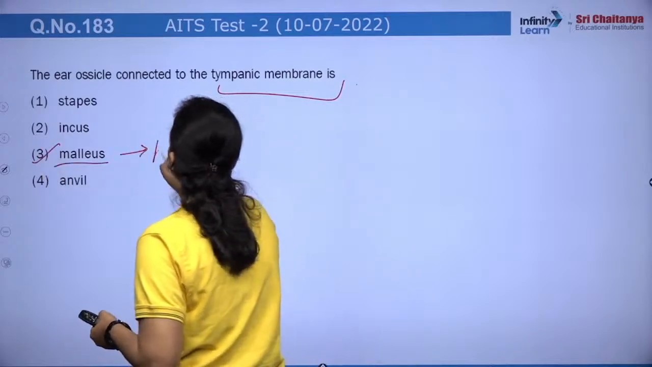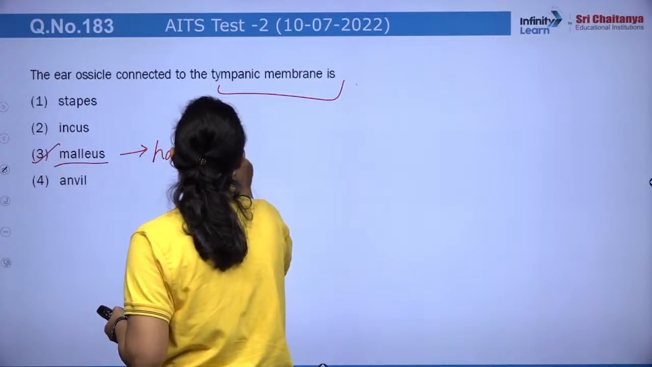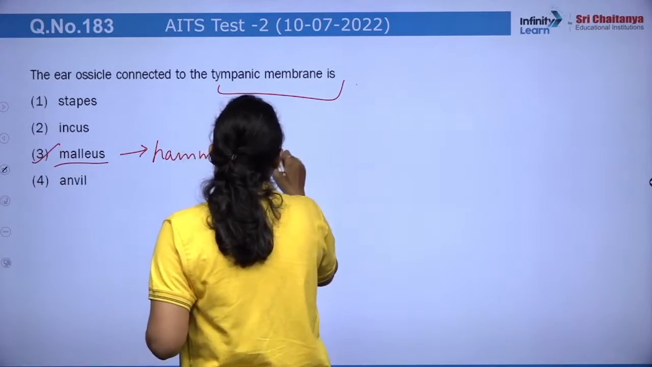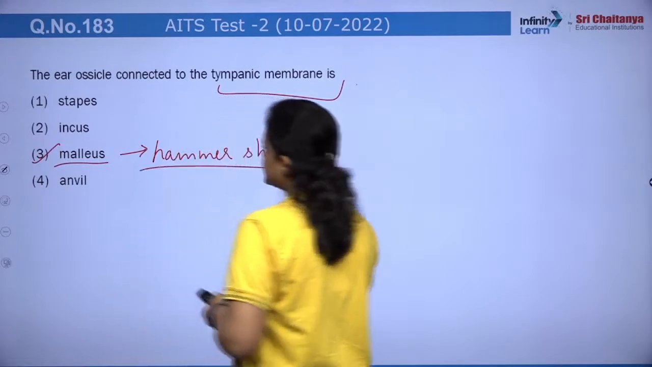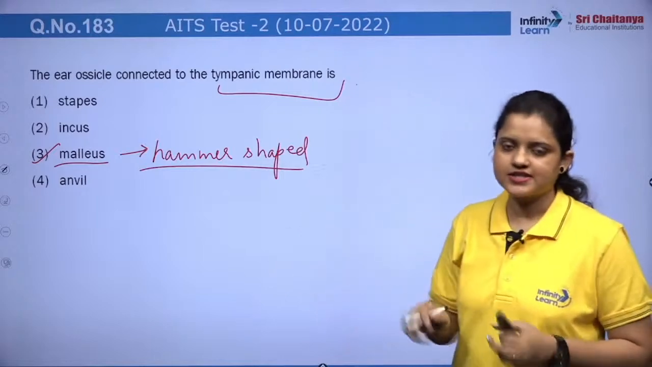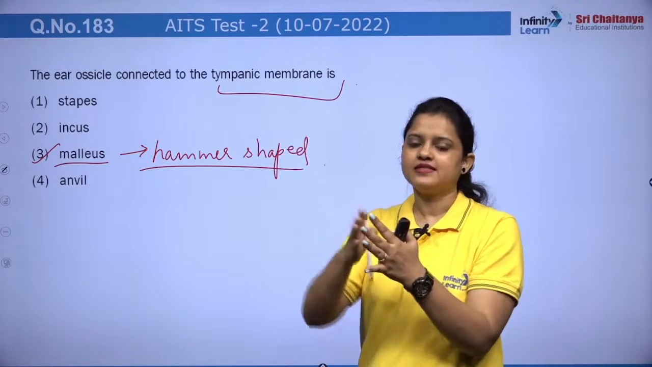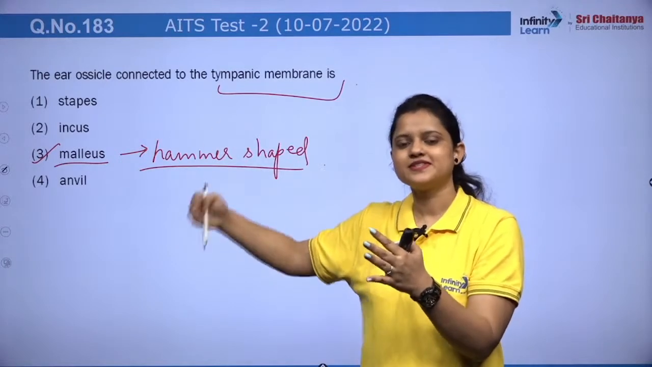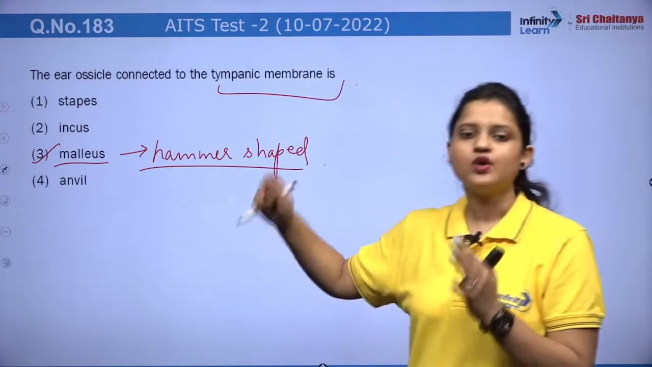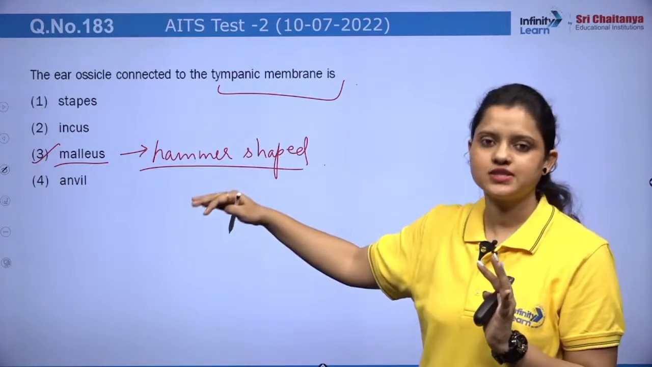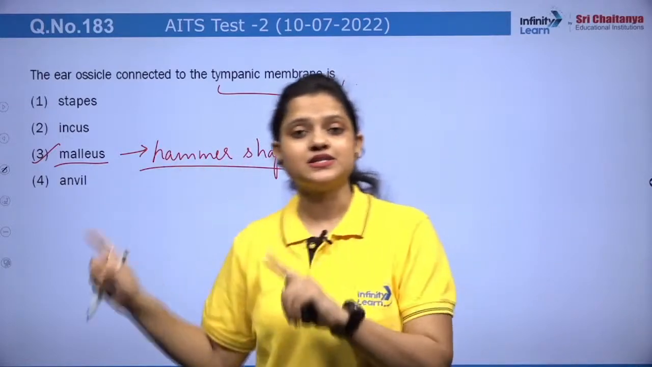Malleus is a hammer-shaped ear ossicle. This hammer-shaped ear ossicle's handle is attached to the tympanic membrane or the eardrum, and then there is the incus, and then there is the stapes. Stapes is the smallest ear ossicle whose foot process is associated with the oval window in the internal ear. Okay.